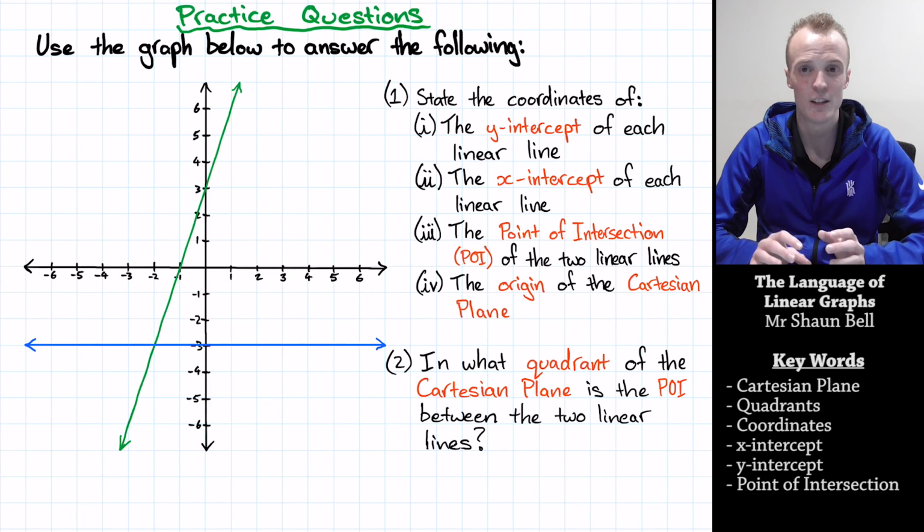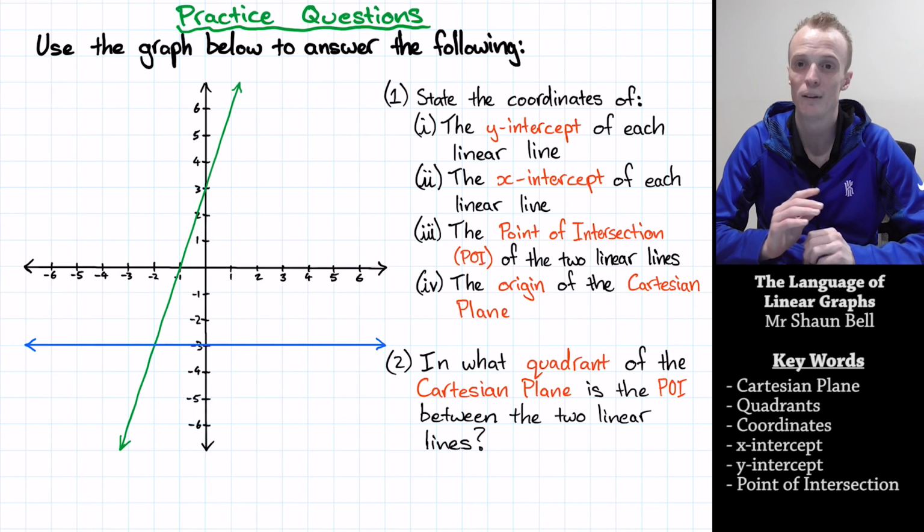Now in front of me on the Cartesian plane here, I have the graph of a green straight line and the graph of a blue straight line. Now you might have heard me calling these lines linear lines. Linear means straight line. Now I want you to go through for both the green and the blue line here and identify the y-intercept of each line and the x-intercept of each line.